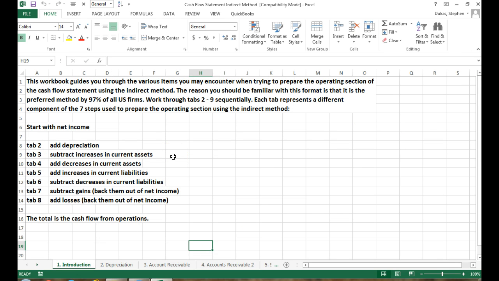So we subtract increases in current assets, but we add decreases in any current asset to our net income, because any change in those asset accounts is going to make net income and cash flow deviate from one another.